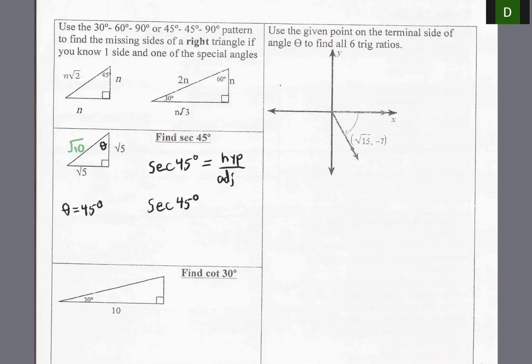All right, so hypotenuse is square root of 10 over the adjacent side, which is square root of 5. For my final answer, make sure you always simplify your final answer. When you're multiplying or dividing radicals, you can just multiply or divide the numbers under the radical. So 10 divided by 5 is 2. So this just becomes the square root of 2. That tells you the ratio of the hypotenuse to the adjacent side: square root of 2 over 1, or just square root of 2.